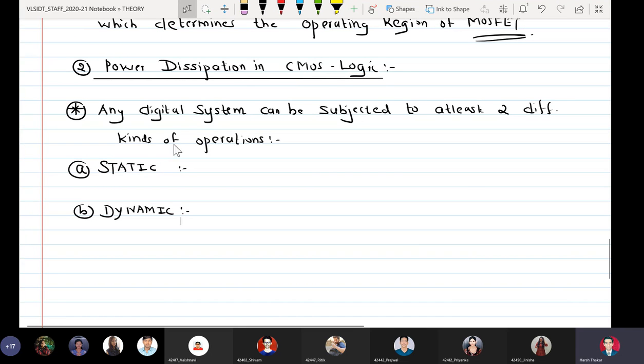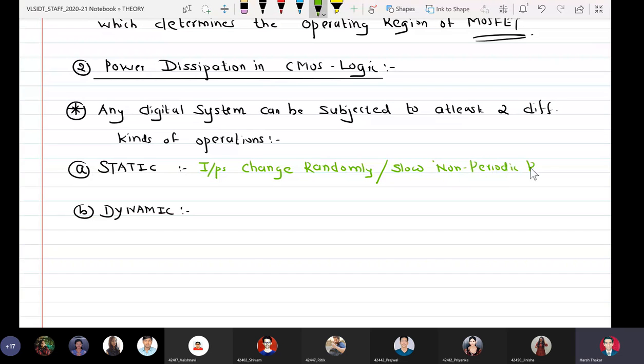So while static and dynamic can be defined in different ways, one way of defining static and dynamic is that in static systems, the inputs to the system change randomly or at a slow non-periodic rate, or else they remain constant for a fairly good amount of time.